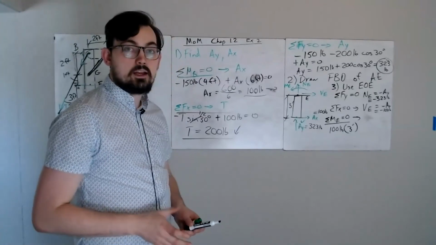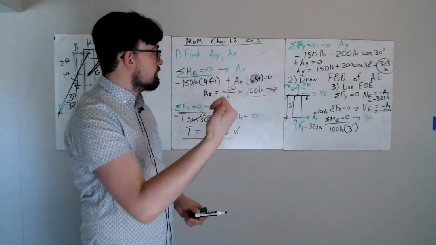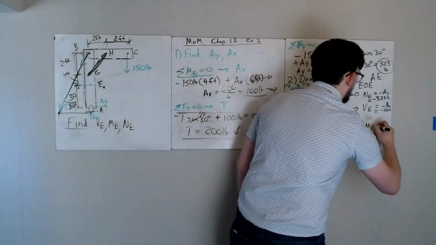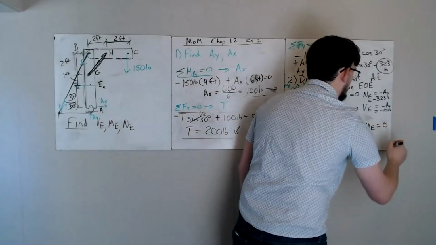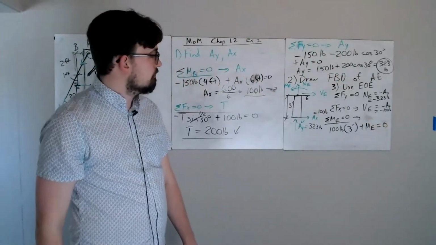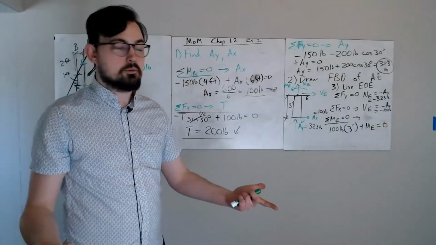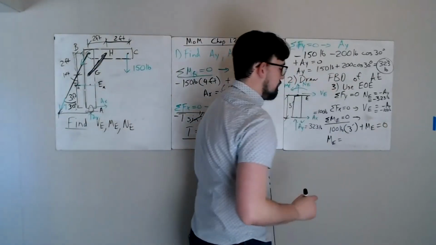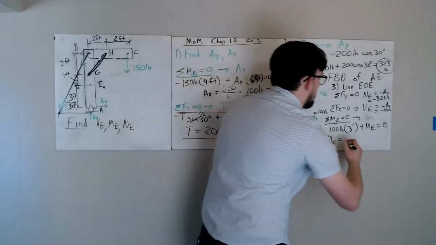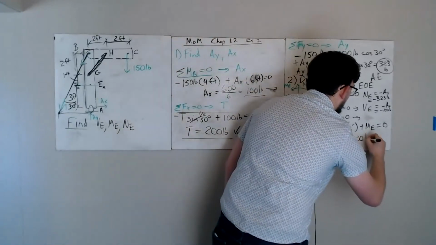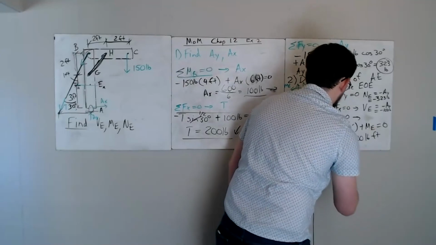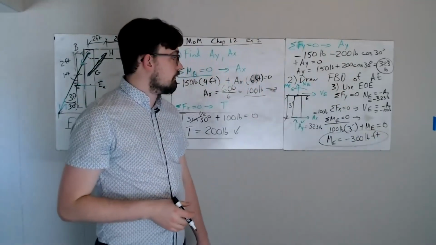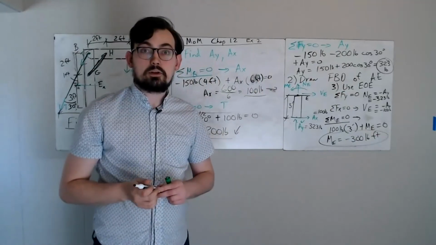Now let's think about AX. AX is acting, that's positive. Our ME is also positive as we've drawn it, which means it's got to be going the other way. We're going to get a negative value here. Our internal moment at E is actually going to be negative 300 pound-feet. And keeping that all in mind, we know that that's going to be negative 300 pound-feet.